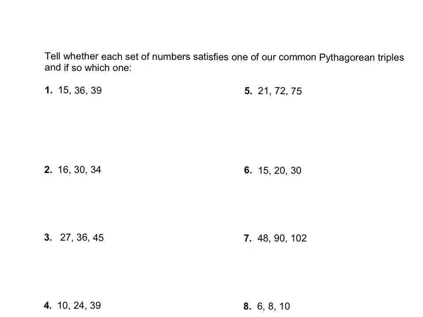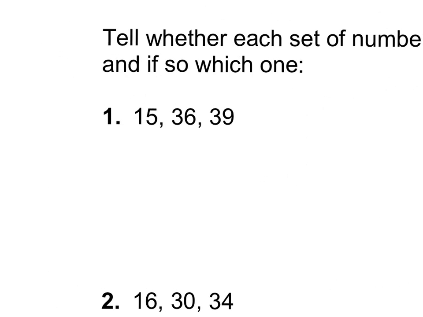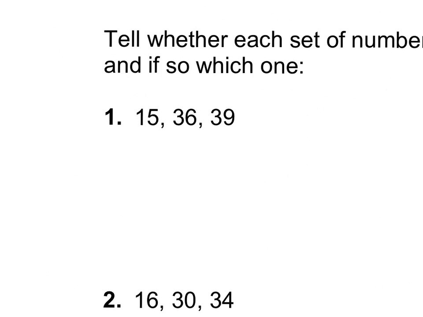In our last set of problems, we'll tell whether each set of numbers satisfies one of our common Pythagorean triples, and if so, which one. So let's look at number 1. We first see if they have anything that can simplify them. What are they divisible by? These 3 numbers are divisible by 3. That would simplify to 5, 12, and 13.